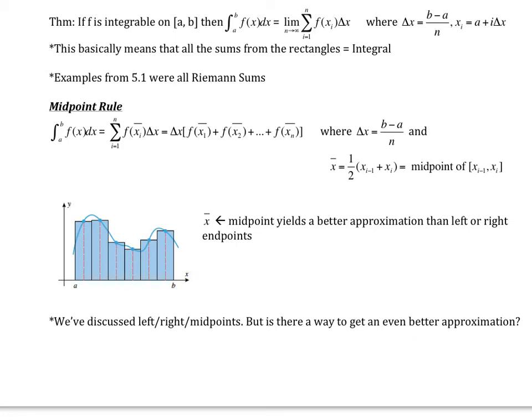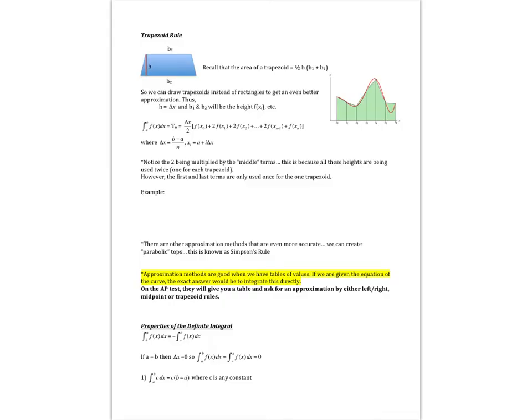So I've said you have an over or underestimate with left endpoints, and an over or underestimate with right endpoints. With midpoints, you can't determine. But do we have to use rectangles? Can we use other shapes? That's the real question. And yes, we can.